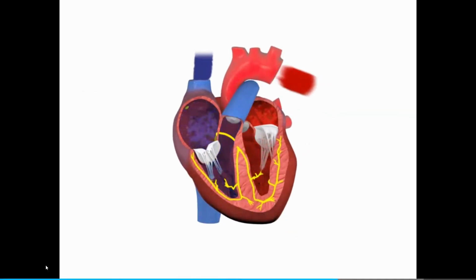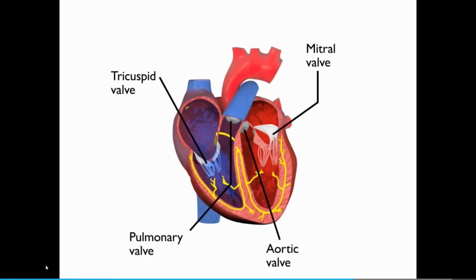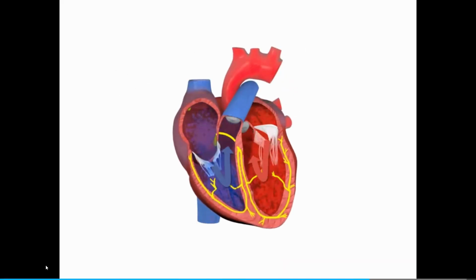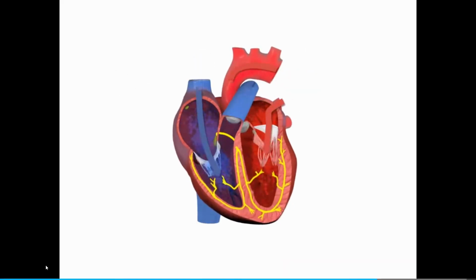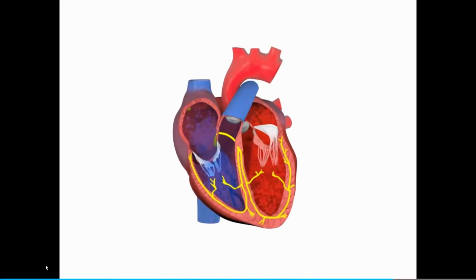Changes in pressure within the chambers also cause the heart valves to open and close. These valves ensure that blood flows in only one direction through the heart. They prevent the backflow of blood into chambers that have recently emptied.